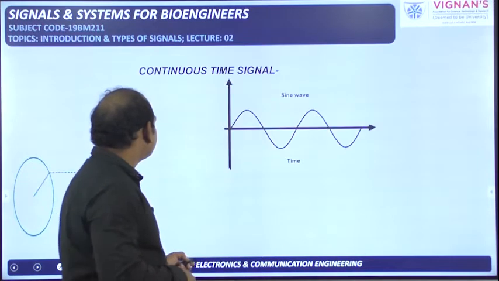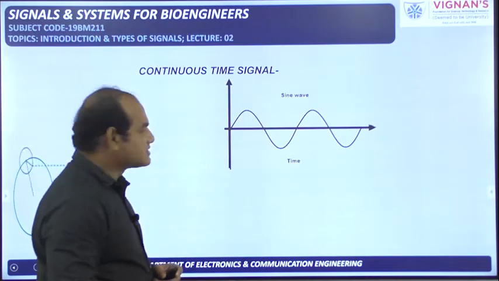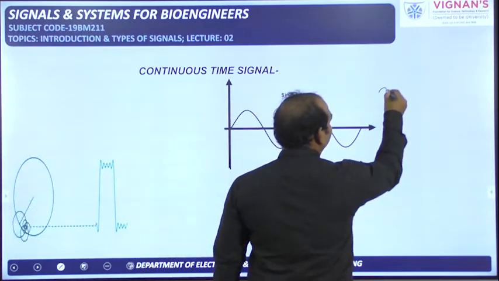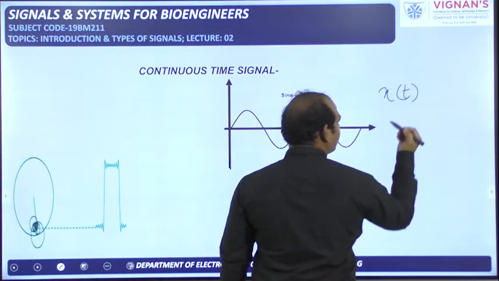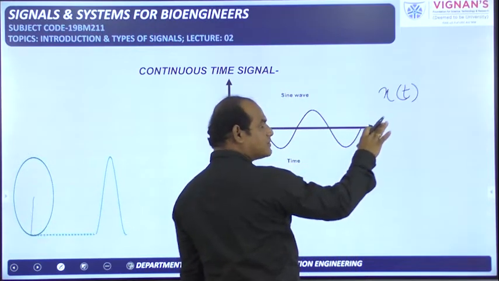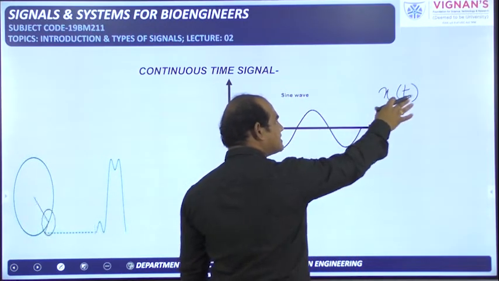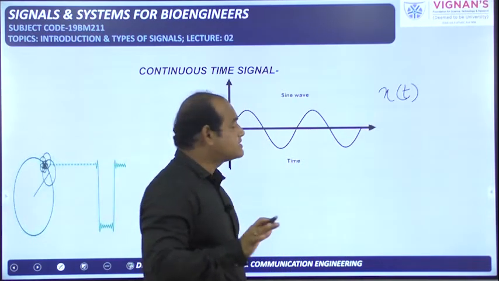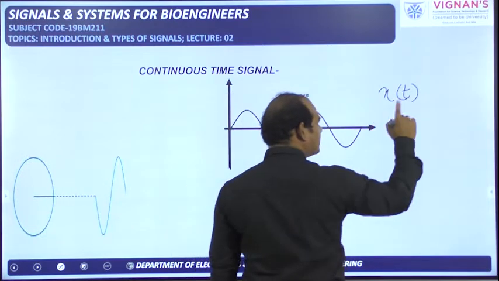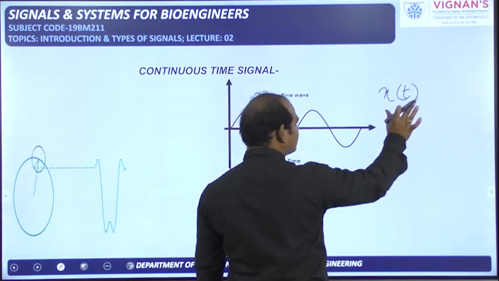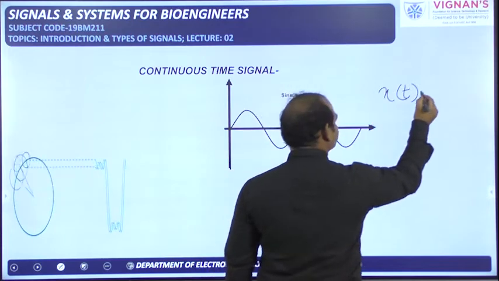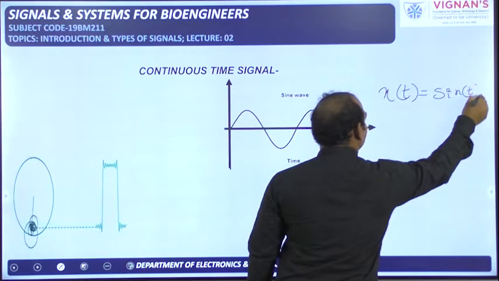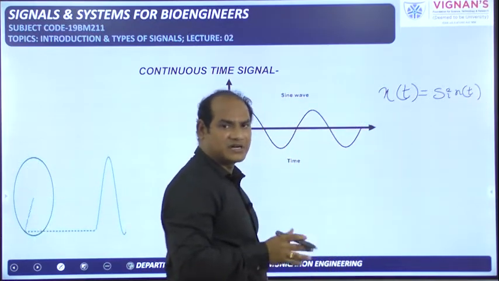The first one is the continuous time signal. As I said previously, x of t is a signal, and any information is a signal, and a signal is a function of one or more independent variables. Here we will deal with one dimensional signals only. That means within the bracket time is the one independent variable, so it is a one dimensional signal. The signal is x of t, and in this case I have taken x of t as sin t, or you can take sin 100t, sin 10t, whatever it may be.